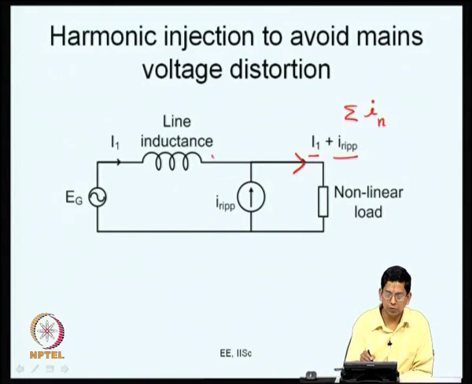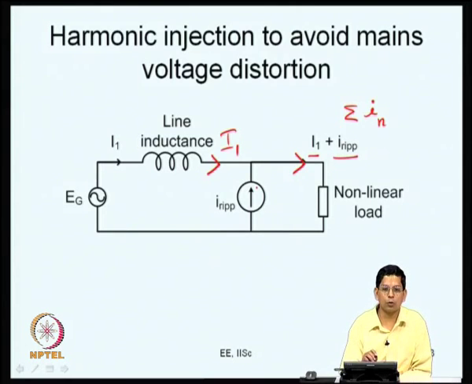but your problem is that from the mains you do not want to supply a non-linear current. You want only the fundamental current to flow from the mains. As long as fundamental current flows from the mains, there is no problem. Only when harmonic currents flow from the mains, there is some issue. So, what do you do? You try to see whether you can have another current source which can supply this I ripple. If you can have a current source like this, now you can certainly handle this problem. You can make sure that the entire ripple current or all the harmonic currents flow from this and only the fundamental current flows from this.